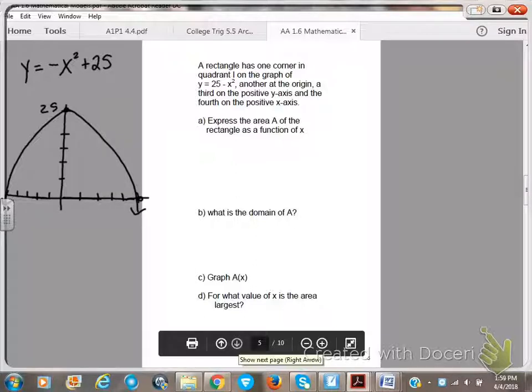Transformations tell us that this is going to be a parabola that's opening down because of the negative, and up 25 because of the plus 25. It's also nice to know where your x-intercepts are going to happen. If you ever need to find x-intercepts, you replace y with 0 and solve for x. So if you have 0 equals 25 minus x squared, add the x squared over, square root both sides. So I know it's crossing the x-axis at 5 and negative 5.